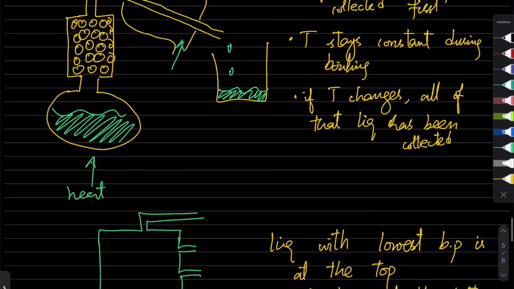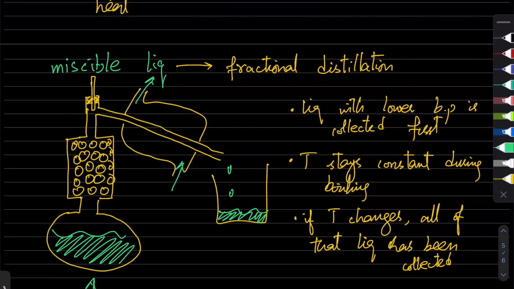Always draw a diagram that is labeled. Okay. So for example, in this one, I will label that this is a condenser. This is a fractionating column.